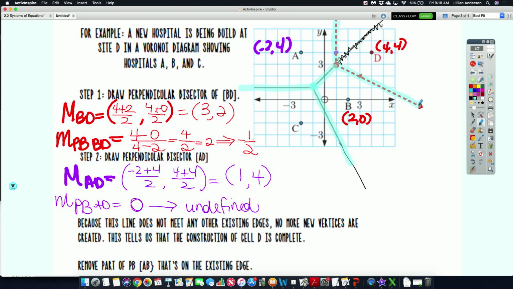Questions? Yes? It says remove any segments or edges from the original Voronoi diagram which lie in cell X. So how do you know which one is cell X? Cell X is the new site that got added in, so in this case it was D.